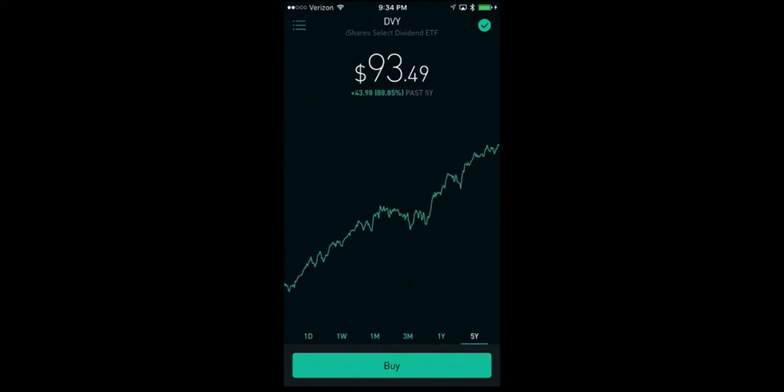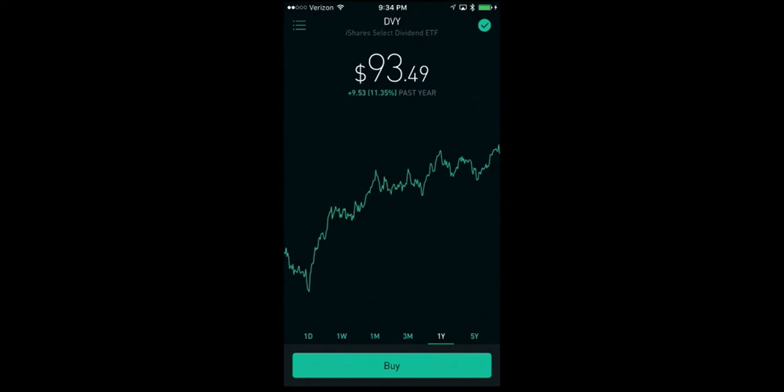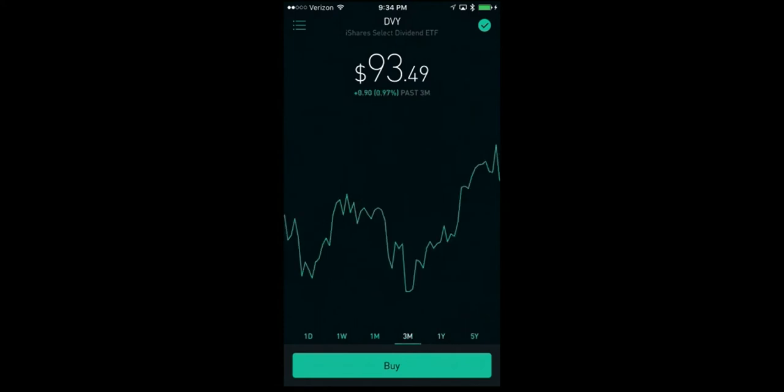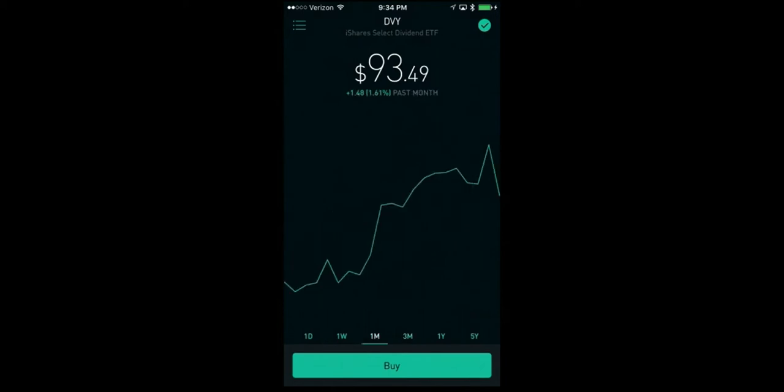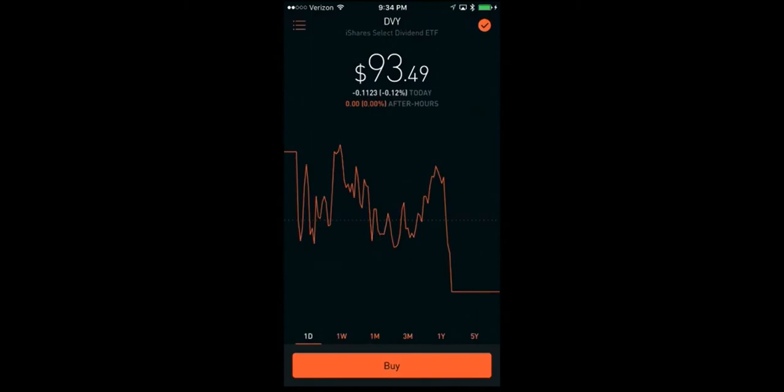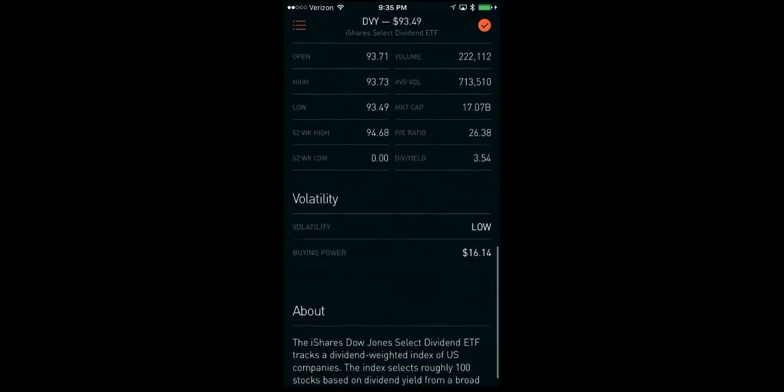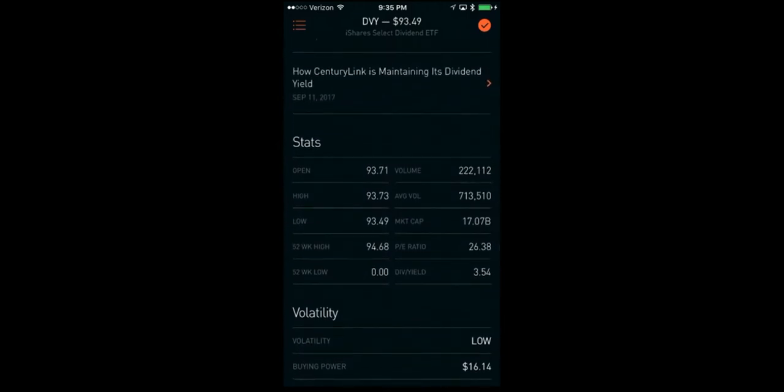Right. So, and of course, as you can see, the ETF is not doing bad at all. 5 year, 88.85% up. 1 year, 11.35%. 0.97 over 3 months, and as you go through, 1.61 1 month. The 1 day, of course, did drop off this evening, but this is still a long-term hold. It does have a decent dividend, 3.54, and is a $17.07 billion market cap. Volume's pretty low, but this is an ETF. I believe people tend to hold on to these more.